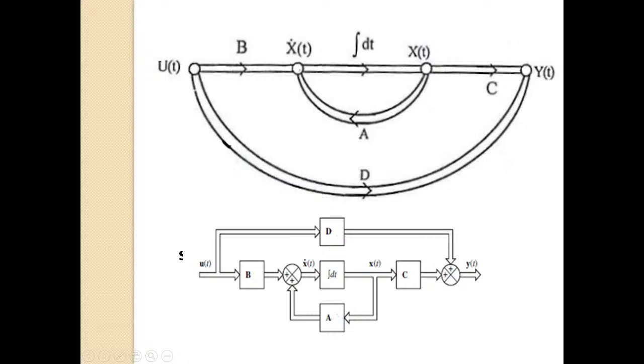From x dot of t to x of t there is an integral. So write integral dt here, and put an arrow mark. From u of t to x dot of t there is an arrow mark, so put this arrow mark like this. From x of t to y of t the arrow mark is in this direction. Put this arrow mark, and from u of t to y of t there is d. So put an arrow mark and write d. Just compare these two, and you will easily understand how to draw the signal flow graph. I hope you already know how to draw the signal flow graph from the block diagram.